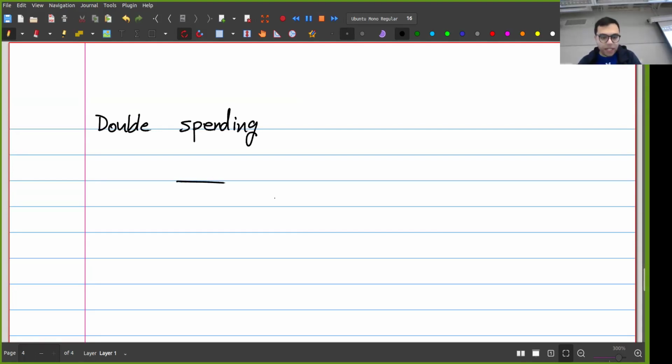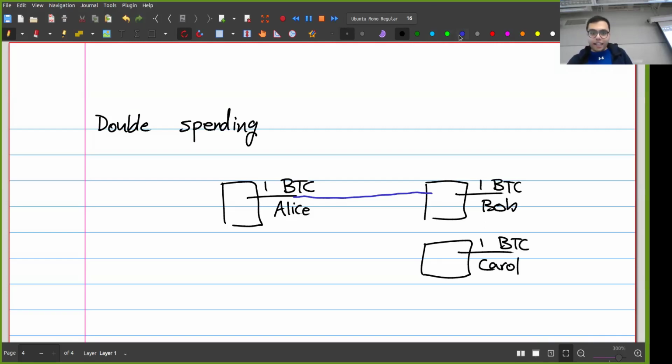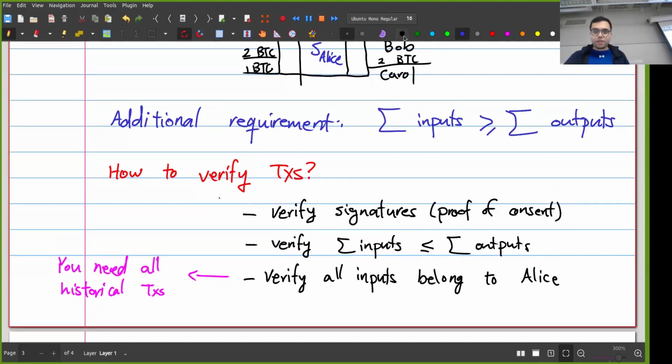I have some transaction that is paying 1 Bitcoin to Alice, right? And Alice is just creating new transactions. Let's say she's creating 2 transactions. In this one, she's paying 1 Bitcoin to Bob, and she's saying, my input is this, right? And maybe she's also creating another transaction in which she's paying the 1 Bitcoin to someone else, to Carol. And again, she's saying, my input is this. So she had 1 coin, she's spending it twice. This is, of course, not allowed because she's creating new units of money. So I have to make sure that my transaction does not do double spending.